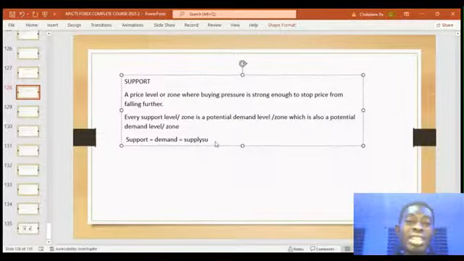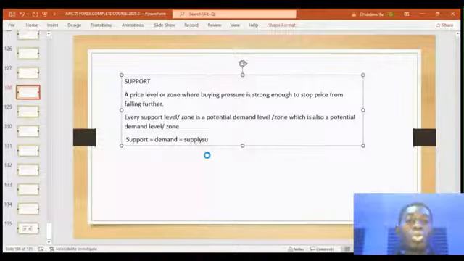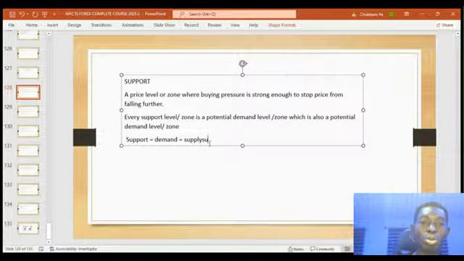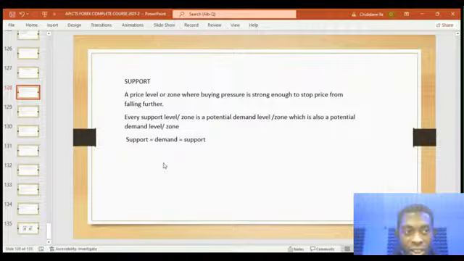What that therefore means is that a support level can in the future turn to a demand level, which can also in the future turn to a support level. That's exactly what we're saying. The support level can turn to a demand level, and that same demand level can in the future turn to a support level. That's exactly what we are trying to say here. So pay attention to it. Now, look at the next slide.